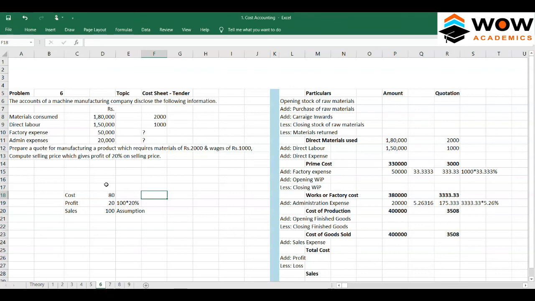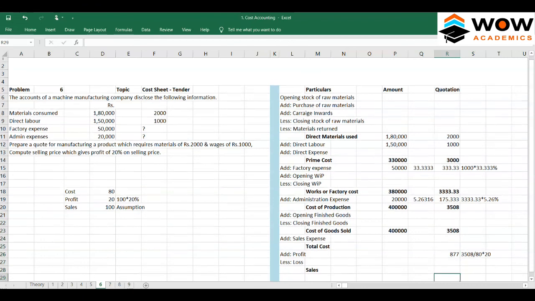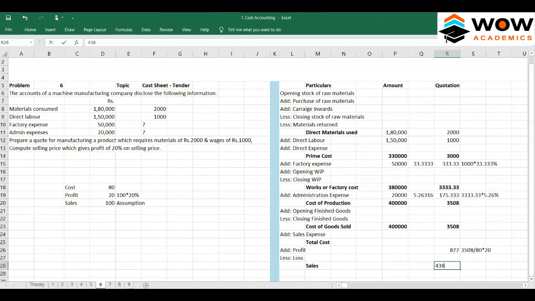So assume that the number which you know here is the cost. What should your profit be? To find it out, it would work like this. Your cost is 3508, and your cost represents 80. And your profit represents 20. So take this number, put it there, and get the answer. This should be your profit on selling price. Now add this number, and you will get 4385. So 4385 is the sales.